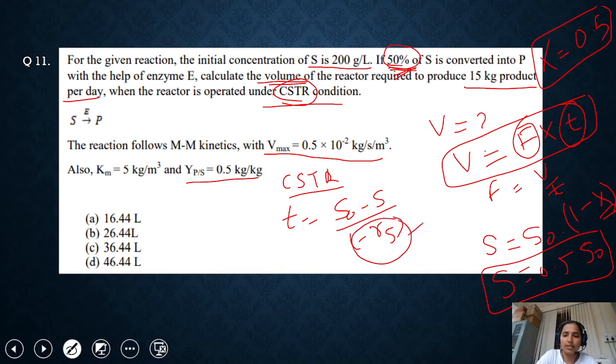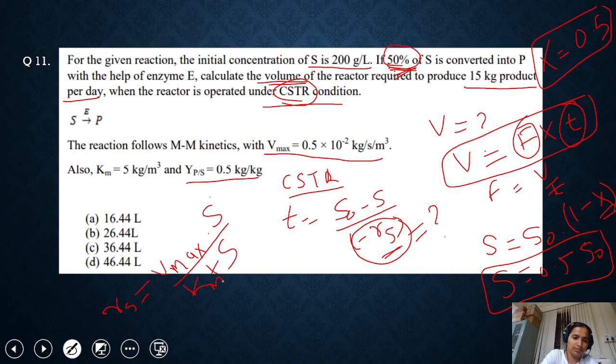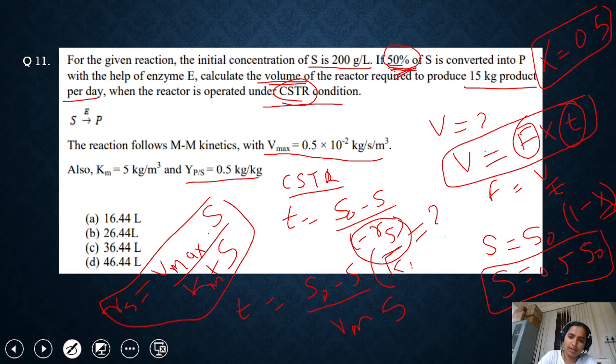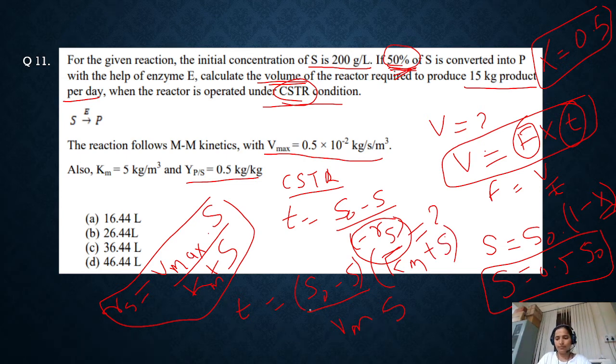So now put all these values here and let's find the time. This thing is also required here, that is RS. So how is RS defined in CSTR? Anyone know? It is the rate that we usually define as, I'll write it separately, RS equal to Vmax into S upon Km plus S, that we usually take here. So the time will become S naught minus S upon Vmax into S divided by Km plus S. So let's solve it here.